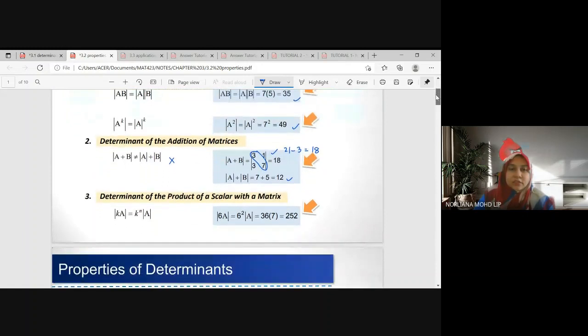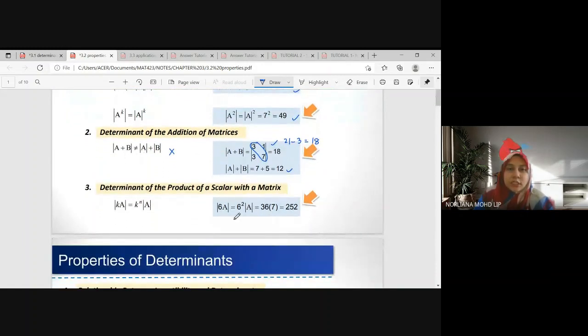Okay, number 3, determinant of product of scalar with a matrix. Okay, K is any scalar. Okay, is equal to K to power of N times determinant of A. Okay, N is depend on the size of matrix, size of matrix A.